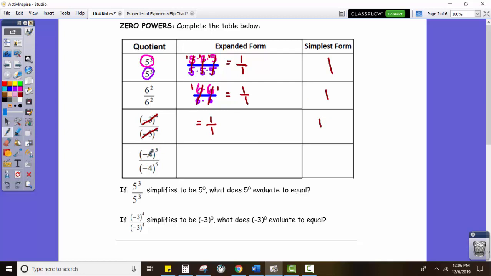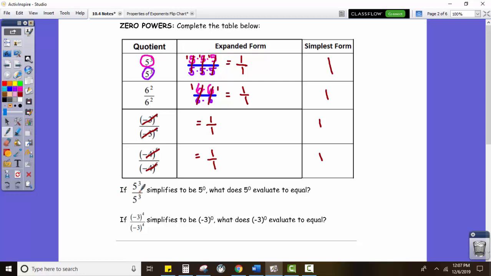And then the last one, I have negative 4 to the fifth in the numerator, and I'm dividing it by the same thing, negative 4 to the fifth. Okay, so I have the same number on the top as the bottom. When I divide a number by itself, the negative 4 to the fifth on the top, divided by the negative 4 to the fifth on the bottom, simplifies to be 1 over 1, which equals 1.